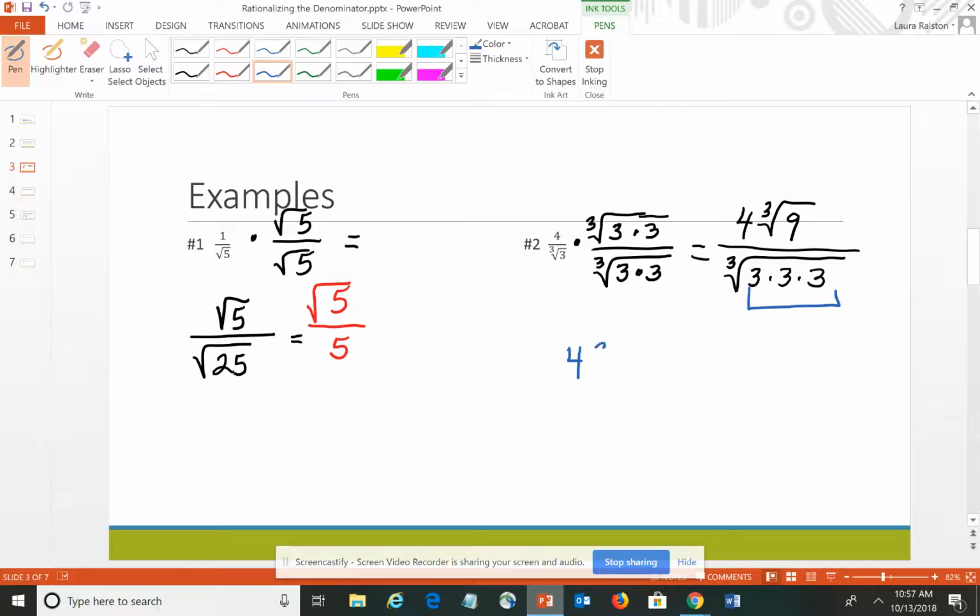So we have 4 times the cube root of 9, all divided by 3. Now the 4 in the numerator and the 3 in the denominator do not have anything in common, so that's as simple as we can get it.